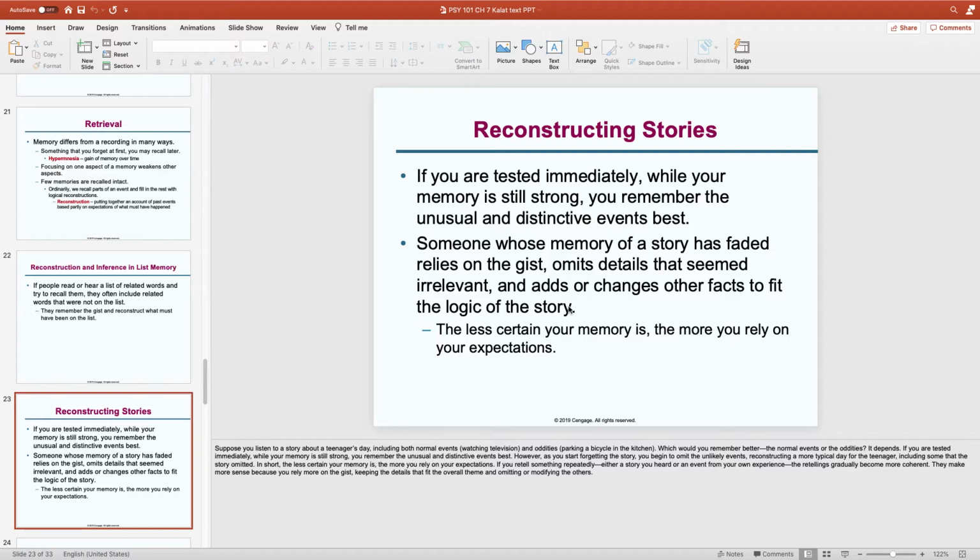If someone has a memory of a story that's not so clear anymore, it's kind of faded. They rely on the general idea, which is also known as the gist of the story, and they'll not give details that are irrelevant. They'll add things or change other things to fit how logically it would fit in the story. So the less certain your memory is on events or specific details in a story, the more you're going to rely on your expectations for, well, this really should be part of the story, or this makes sense if I put it in the story.